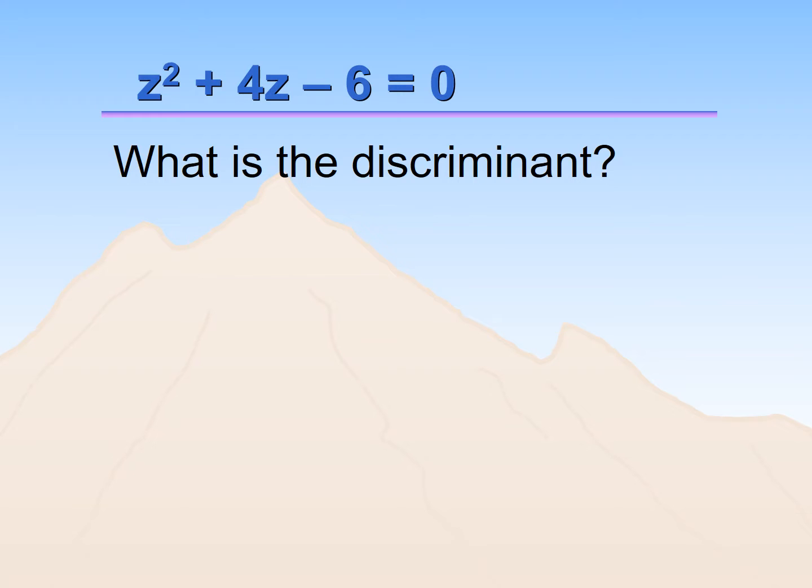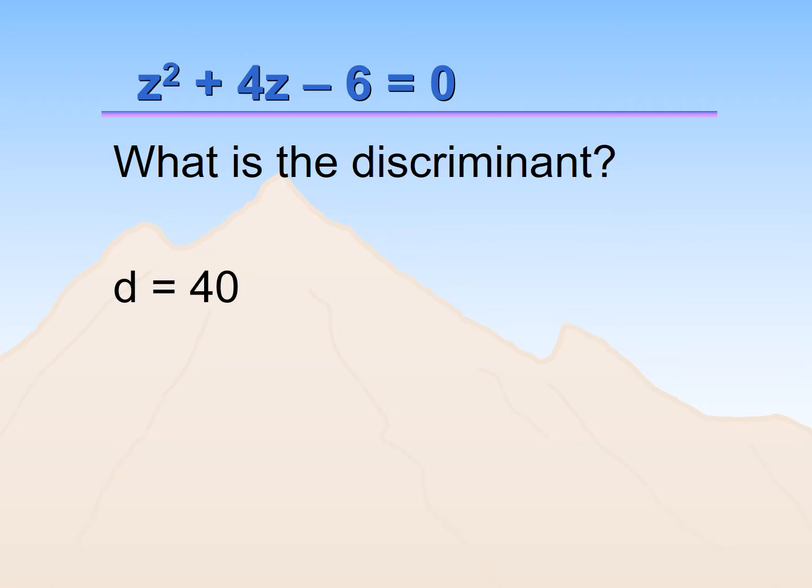Our b in this case is 16. And now if we're looking for 4ac, that's 4 times a, which in this case is 1, because the z squared has a coefficient of 1 in front of it. And then our c is negative 6. So when we multiply that, we get negative 24. So we get 16 minus negative 24, or plus 24. So our discriminant is 40.